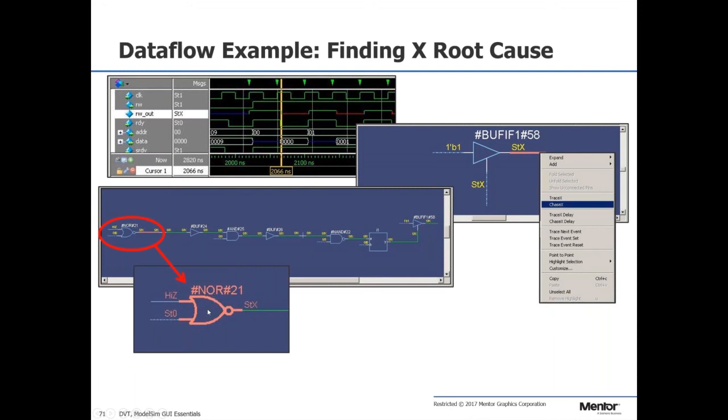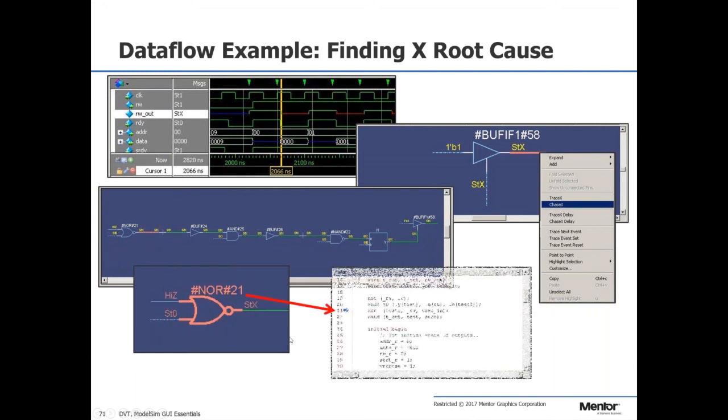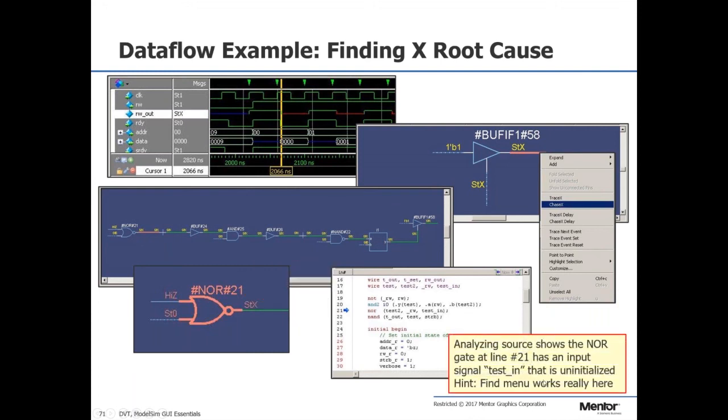So where did that come from? I double click on that. It opens up the source code for that NOR gate. I can then look at all of those signals, and I can figure out which one of those signals has a problem. And if I eventually look at it, I'll find that the test in signal, I defined it, but I never assigned a value to it. So it's floating, so that's where that X came from.